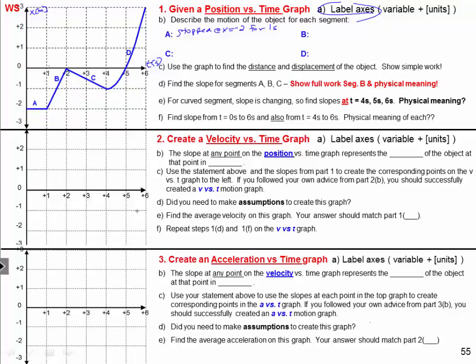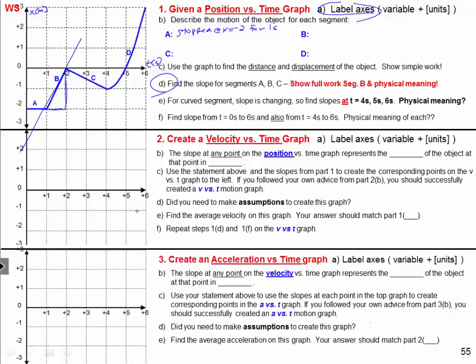For segment B, this has a positive slope. And what does slope mean on these graphs? We're going to have to answer this for part D in any case, so I'm going to start right now on this. Let's figure out the slope for this segment.